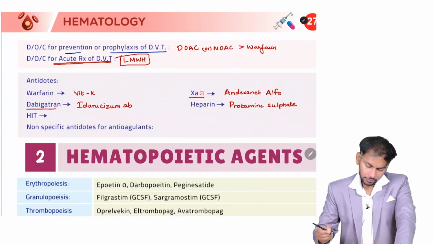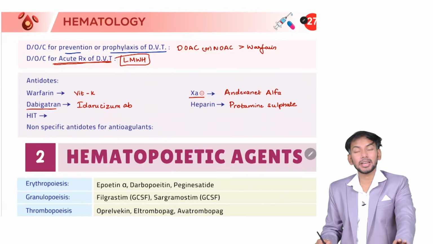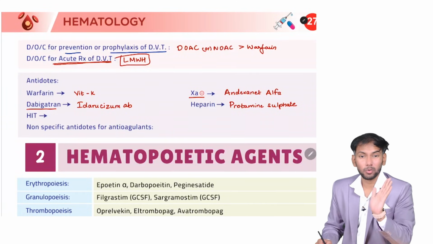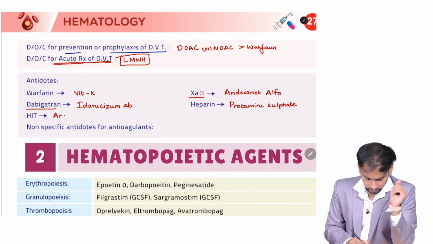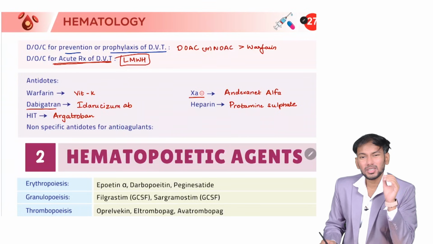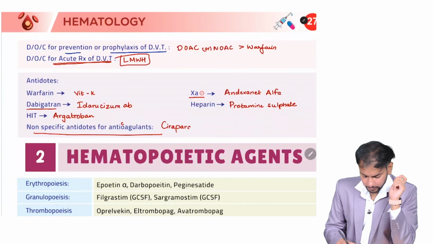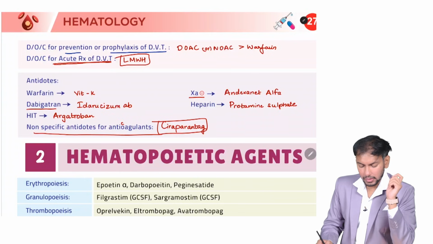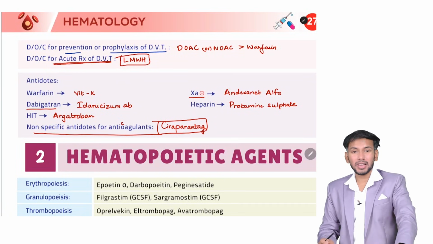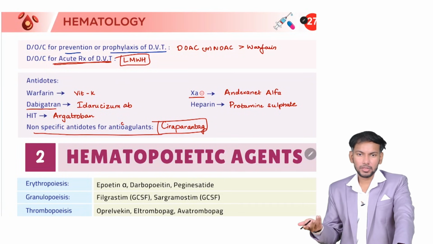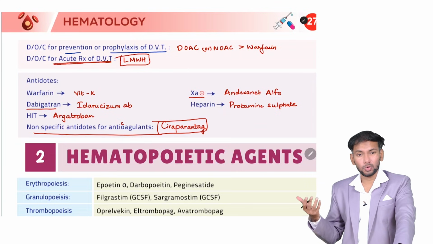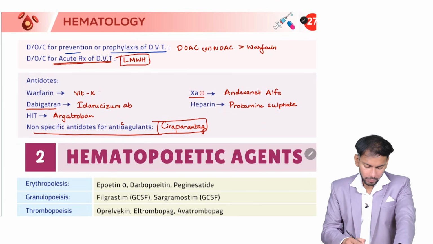For HIT, heparin induced thrombocytopenia, what do you give? Argatroban. Now, there is a non-specific antidote for all the anticoagulants. What is this? It is ciraparantag. Yes, this is the non-specific antidote. It is not FDA approved as of now, so that is why I didn't give too much attention to it. But you have to remember all of this.